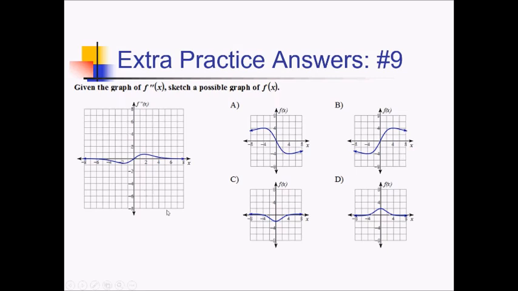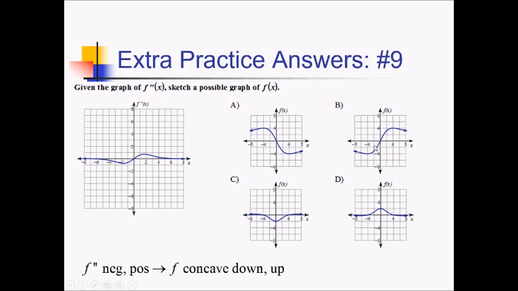On this problem, I'm given the graph of f double prime, and I want to figure out what the graph of f might look like. So f double prime tells you about the concavity of f and not a whole lot else. So we notice here that f double prime is negative followed by positive. That means that f itself is going to be concave down followed by concave up. So looking at our answer choices, choice A is concave down then up, so A is good.